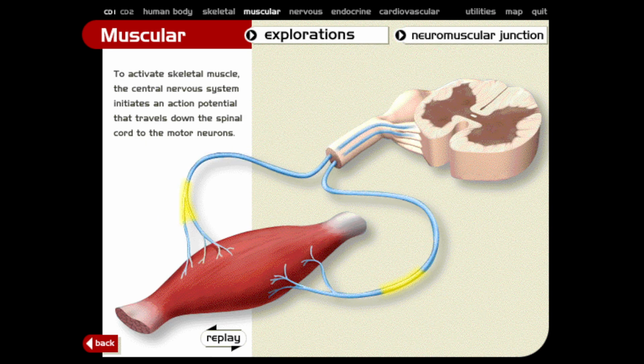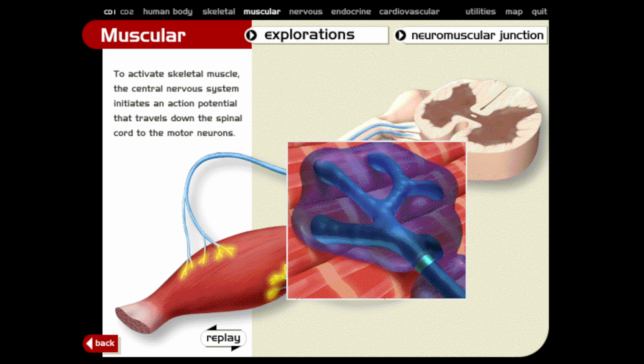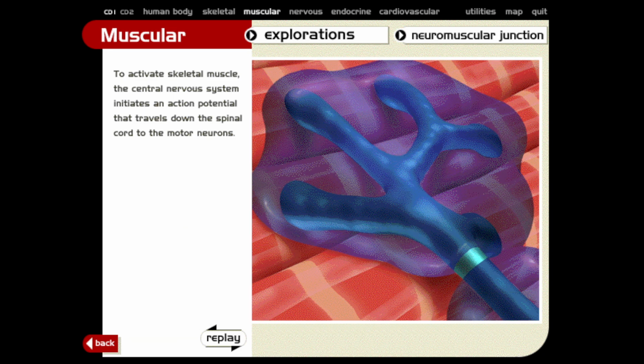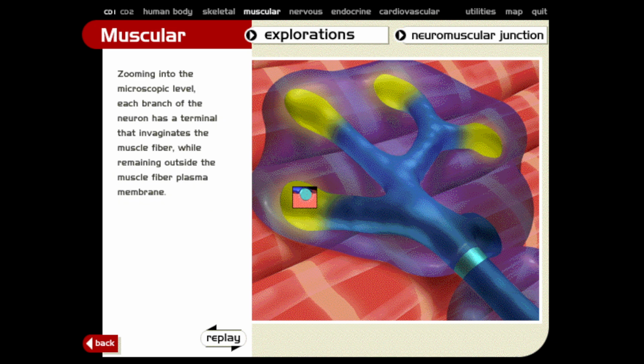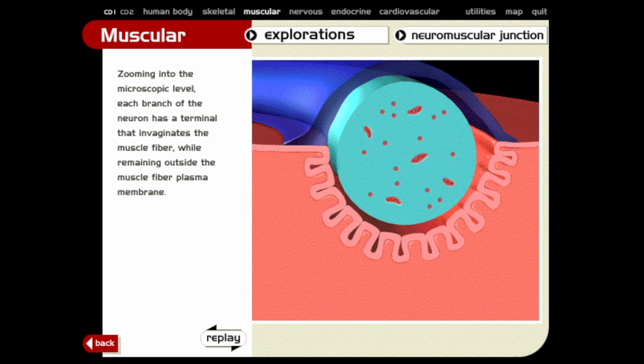To activate skeletal muscle, the central nervous system initiates an action potential that travels down the spinal cord to the motor neurons. As the nerve fiber branches, the action potential travels down each branch. Each nerve fiber branches many times and stimulates several skeletal muscle fibers. The union of the axon and muscle fiber is called the neuromuscular junction. Zooming into the microscopic level, each branch of the neuron has a terminal that invaginates the muscle fiber, while remaining outside the muscle fiber plasma membrane.